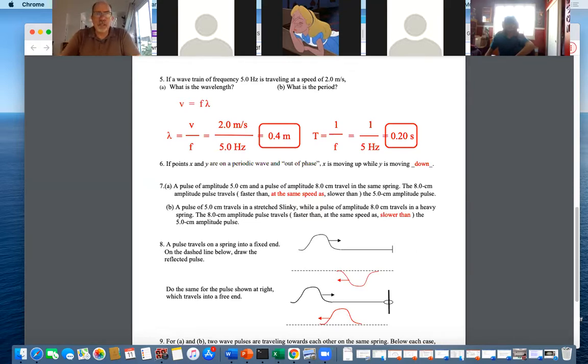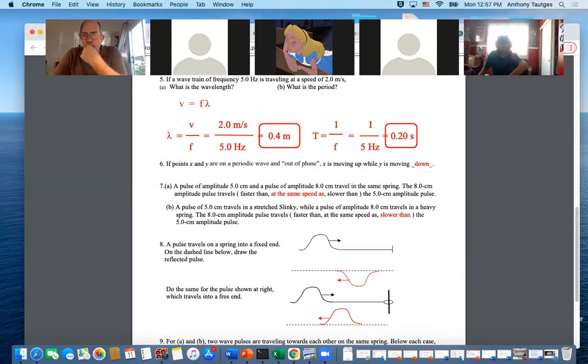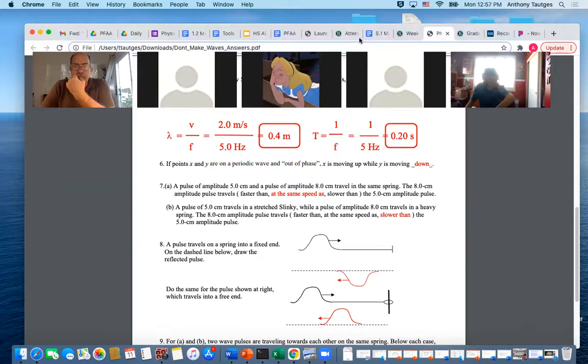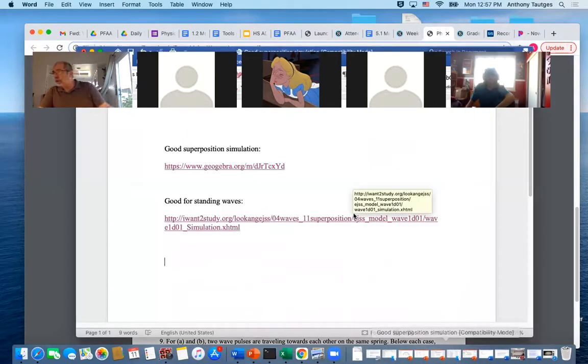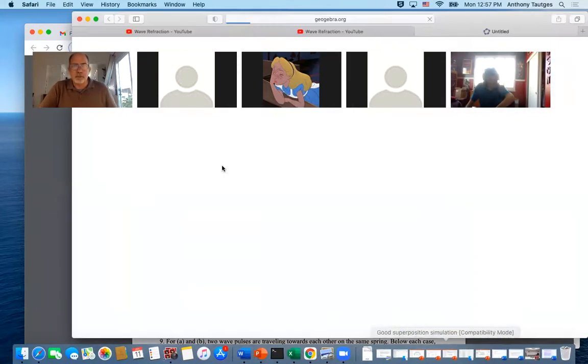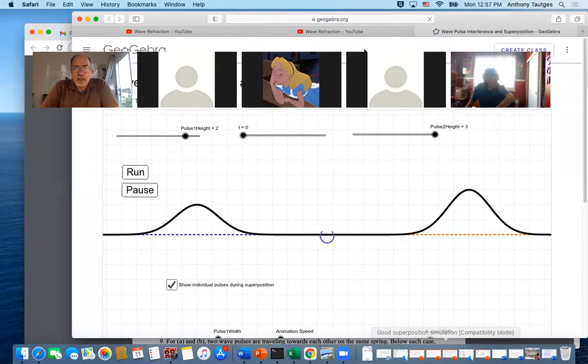What I'd like to do now, before I go over the answer to this next one, is show you a simulation of superposition once again. I'm going to keep this screen, and I have a good superposition simulation, which I don't think I have loaded, so I'm just going to load it up like this.